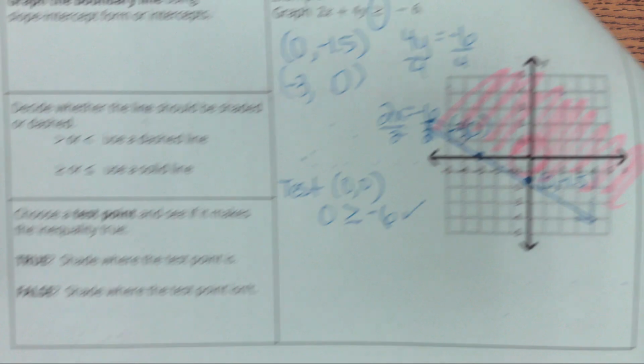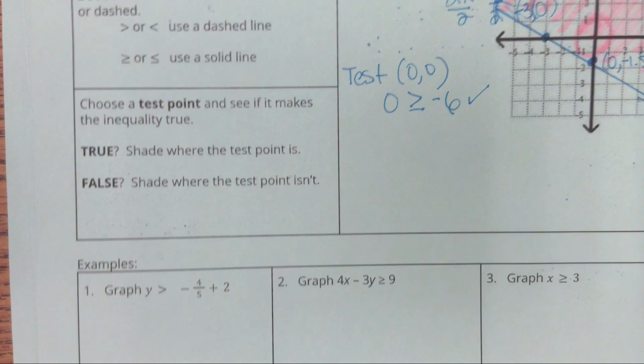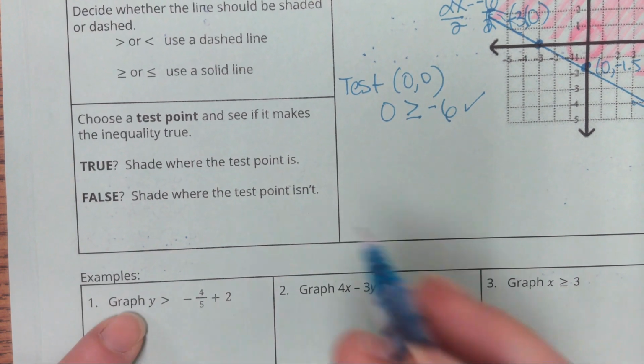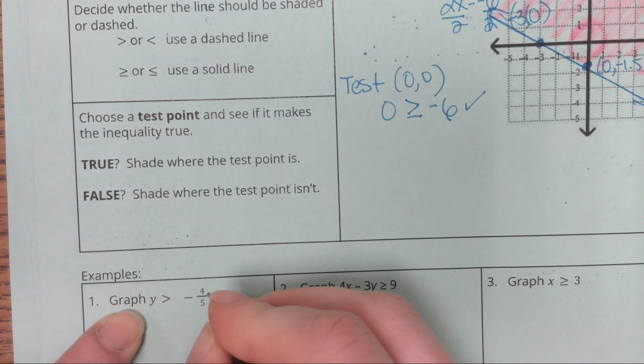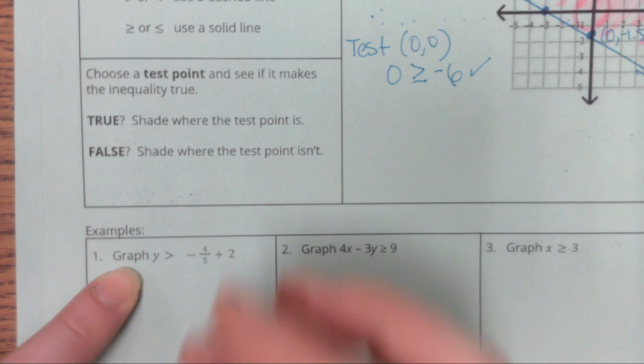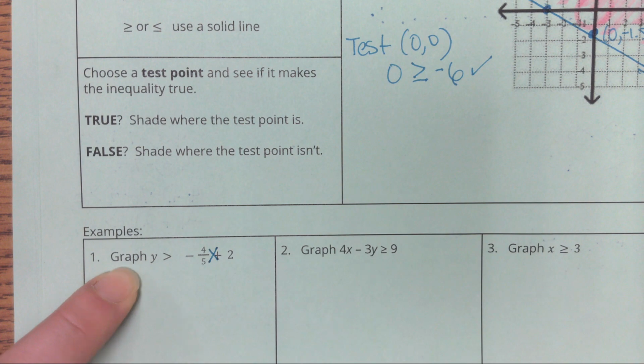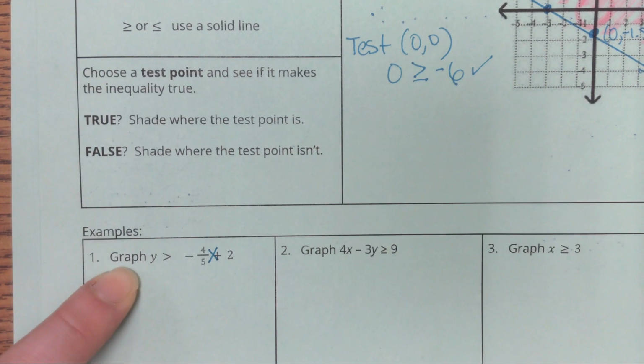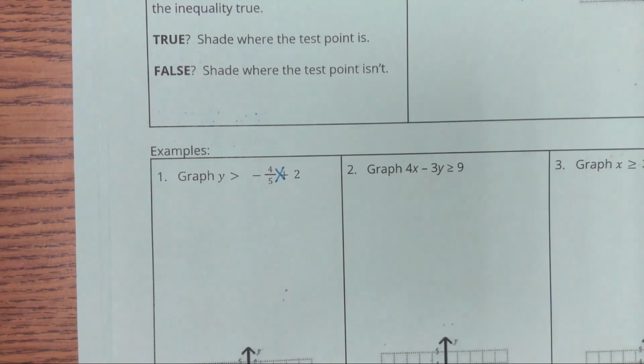I would like you to try this one, please. I just did 2 of them. Uh-oh, what am I missing in there? The x. Put a little x in there, would ya? Y is greater than -4/5 x plus 2. Would you guys see if you can do that one on your own?